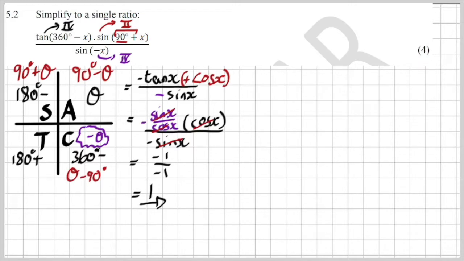Yes, I got it right. I didn't say compound again. Complementary angles. But also you've got to look in which quadrant the original one is. The OG, the original gangster.